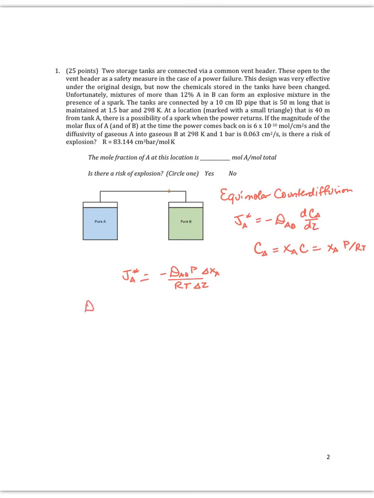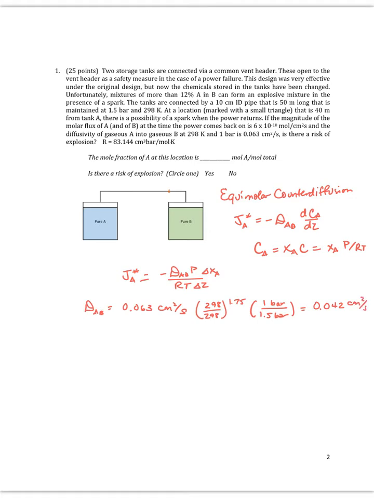So most of this data is given, but DAB is given at 298 Kelvin and 1 bar. The temperature does not change, so I can stay with this 0.063 centimeters squared per second times the temperature ratio, which is 1 to the 1.75 power. But I also have a pressure ratio, and it's P1 over P2. The original data, P1 is 1 bar. I'm changing it to 1.5 bar. And so therefore the diffusivity under these conditions is 0.042 centimeters squared per second.